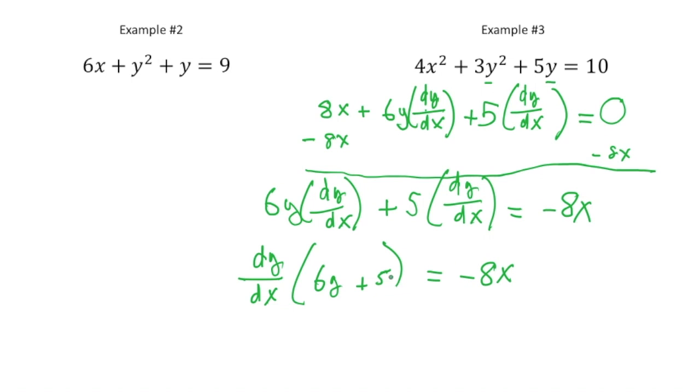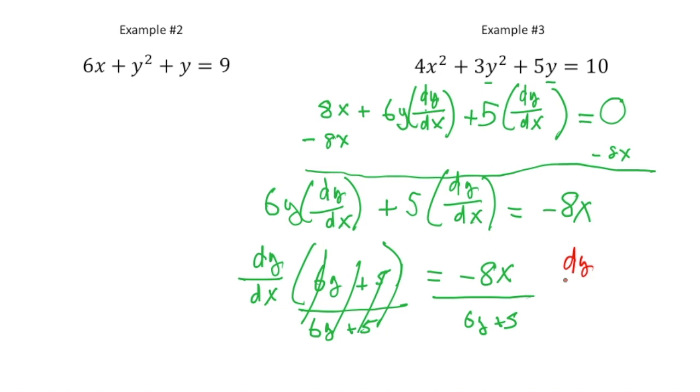All right. Last but not least, we need to divide. Okay. So we're going to divide both sides by 6y plus 5. All right. This will cancel out. All right. So our final answer, I'll put it in red. Okay, is dy over dx is going to equal negative 8x over 6y plus 5.